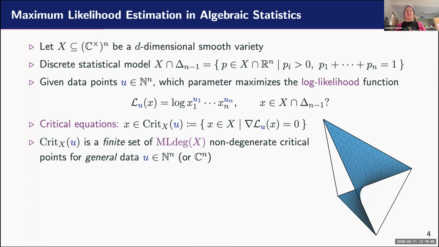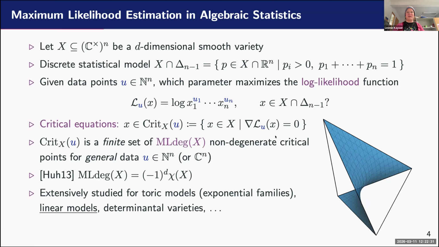However, if we want to count things and we want the count to be insensitive to the data point, we need to count complex solutions. And so we take the gradient here, which gives us algebraic equations, which we want to solve over the reals, but in order to get a structural understanding, we take the count over the complex solutions. So all points of X, not only the real points.